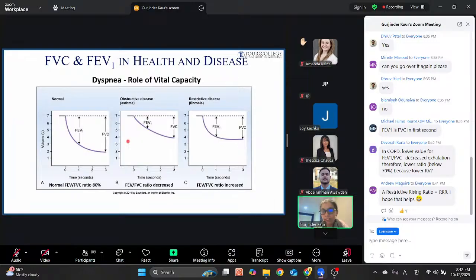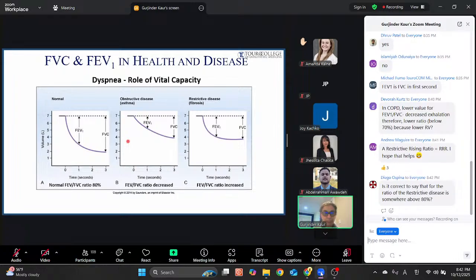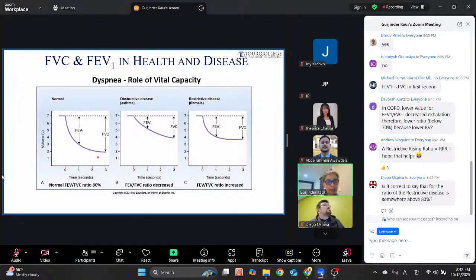But FVC is reduced in restrictive disease, and total lung capacity is also decreased in restrictive disease because lungs will have a hard time keeping the air in. So their TLC, their total lung capacity, is going to get decreased as well. Okay, there are a few things. Let me read off the chat and then I'll go there.